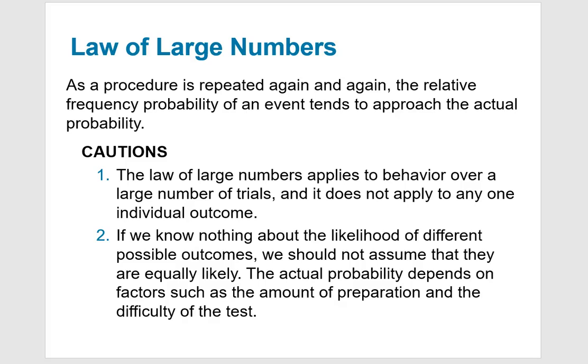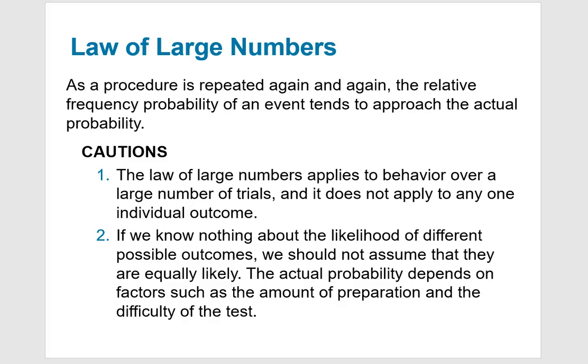There's something in probability called the law of large numbers. When a procedure is repeated over and over and over and over, the relative frequency probability tends to approach the actual probability. So if I do an experiment 100 times, 1,000 times, 10,000 times, 100,000 times, the more I do it, the closer I'm going to get to what the actual probability is.